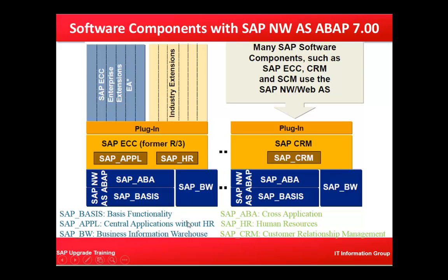Then you have ECC, the central core component. You have SAP_APPL, which is central application without HR. Then we have the human resources, that is SAP_HR. Then here you have SAP CRM, which is SAP_CRM. Okay, so basically these are the software components for SAP NetWeaver AS ABAP 7.00.